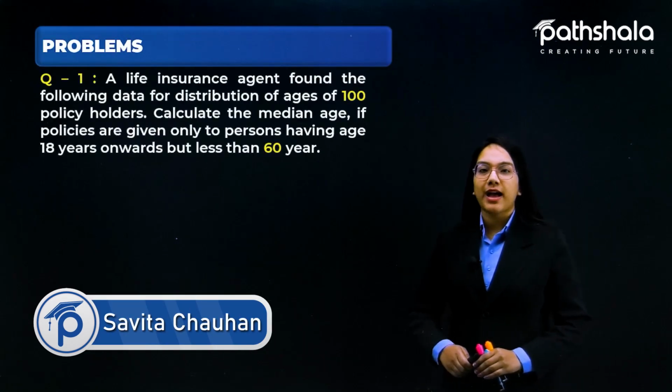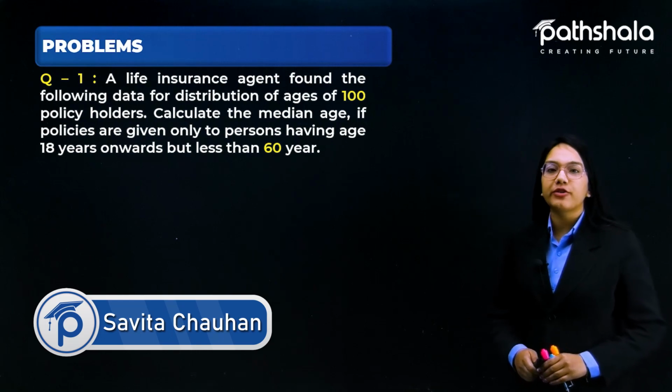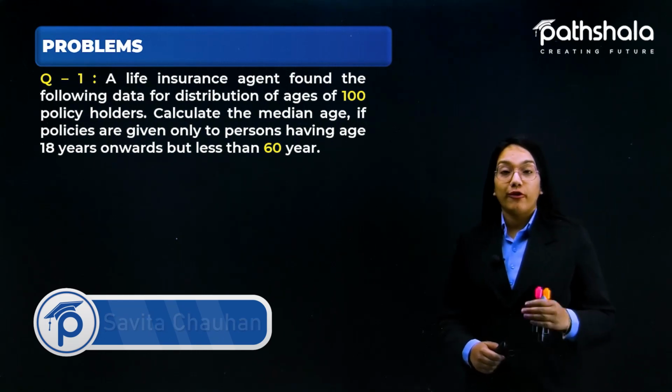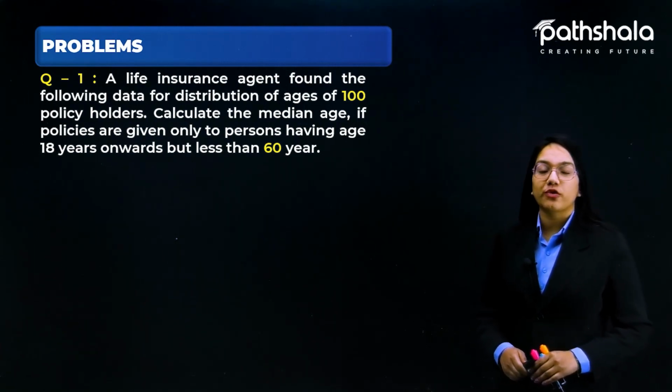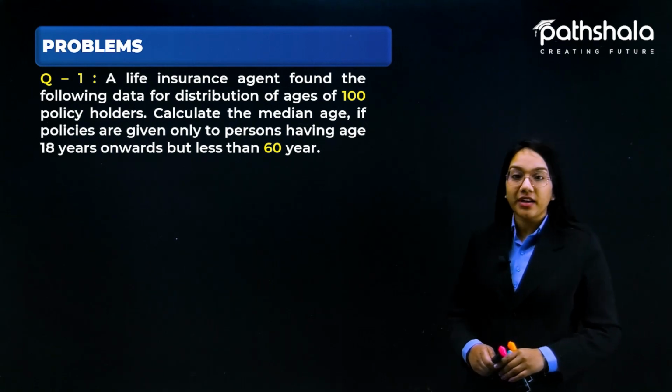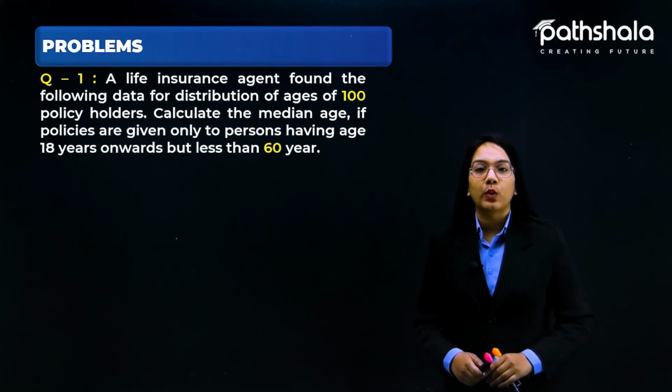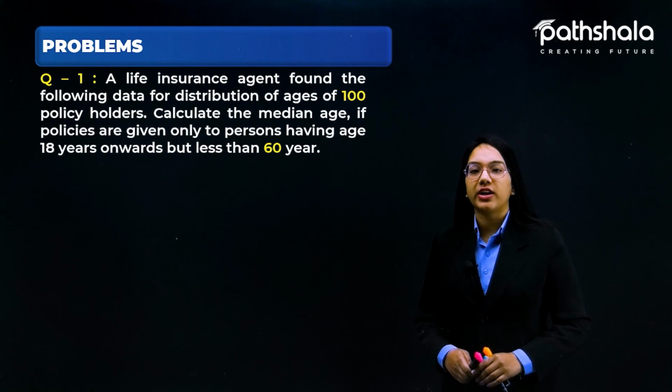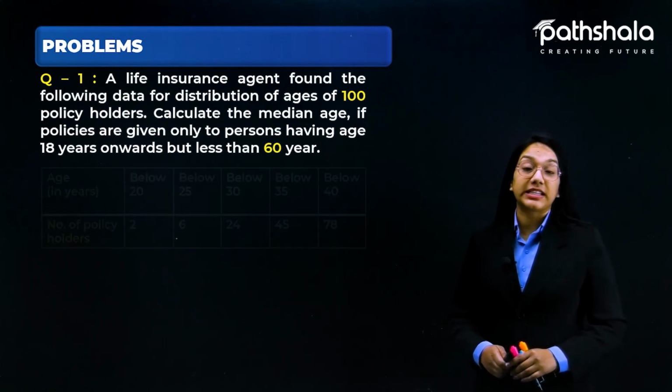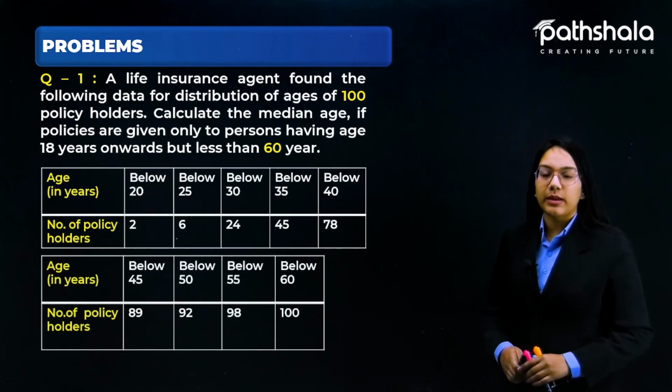Now let's move on to the problems. The very first question is: a life insurance agent found the following data for the distribution of the ages of 100 policyholders. Calculate the median age if policies are given only to persons having the age 18 years onwards but less than 60 years. This is the table which is given to us.